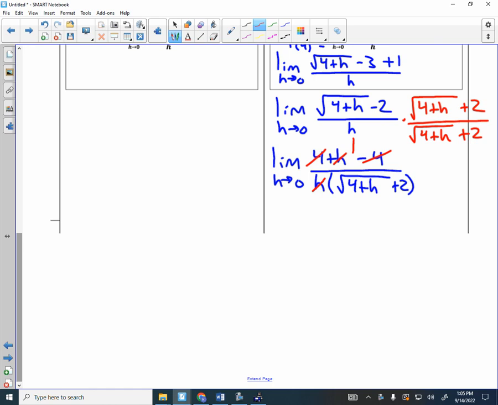What do you get on the top? 1. In the bottom, when we plug in 0, we get 4 plus 0 is 4. Square root is 2, plus 2 is 4, so the answer is 1/4. And if you wanted to type that into your calculator and check it, you could.